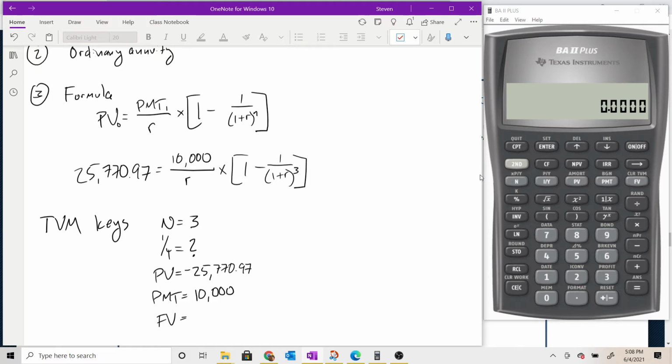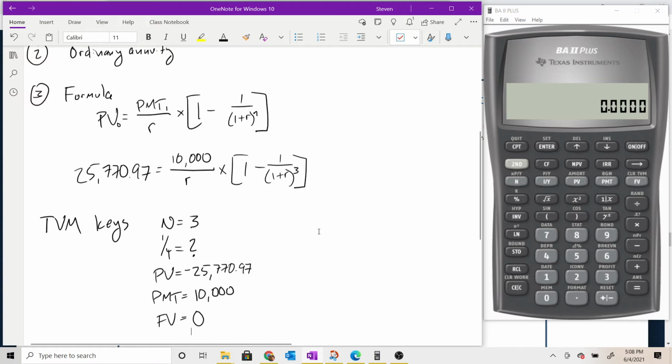Remember, the payment key is tied to the N key. Whatever value we put on the payment key, the calculator is going to assume that we're getting the number of them that we put on the N key. So in this case, we've told the calculator that we're going to receive 3 cash inflows of $10,000. The future value key, I'm actually going to put a 0 there. That's not because the future value of this annuity is 0.